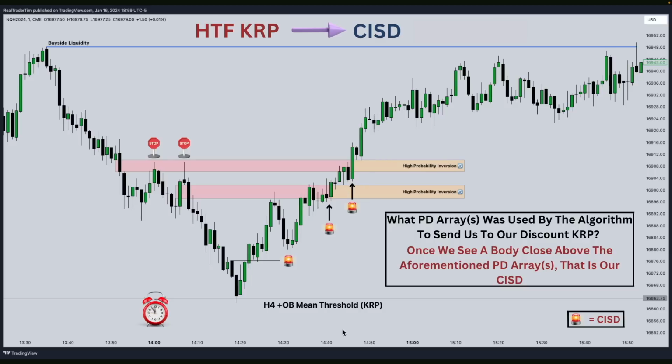So we can start to see a lot of these macro signatures, macros in general, key reference points start to come together to give us really, really, really high probability setups.